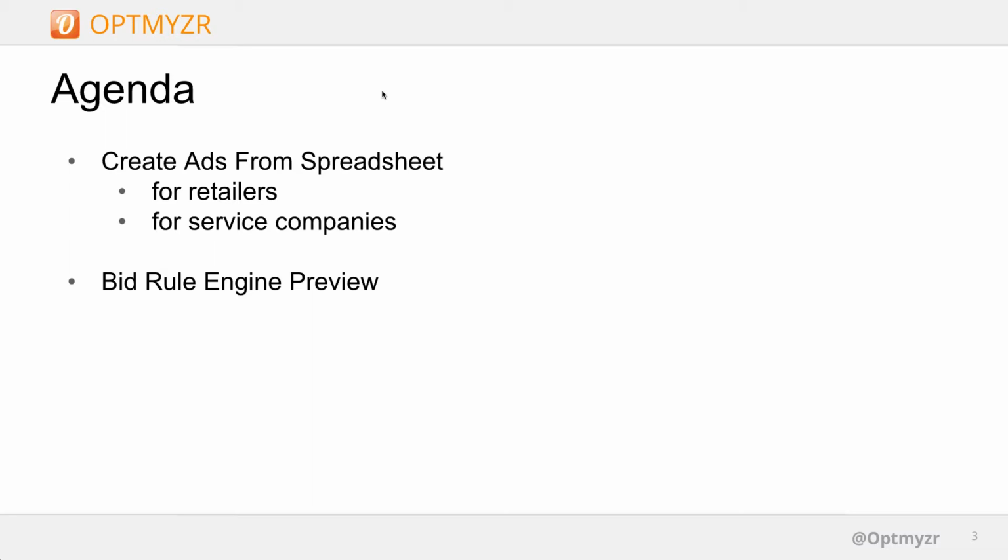And then after that, I will give you a look at the bid rule engine. So the bid rule engine is a tool that we've had for a while, but we have a new version of it, and I'll show you a preview of that. So with that, let's get started and let's take a look at creating ads from a spreadsheet.